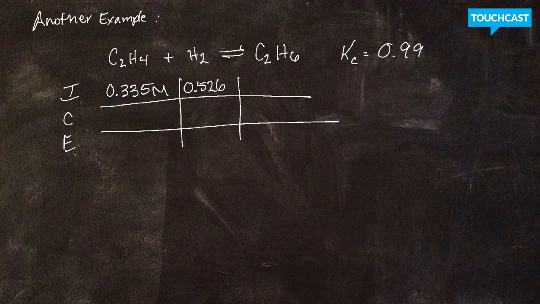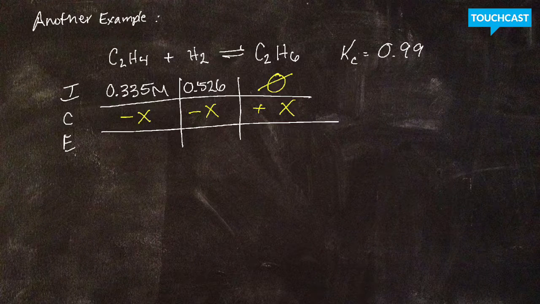Let's try another example. So in this particular example, they gave you the initial concentrations of your reactants, and then they gave you your equilibrium constant. What the question is asking you for are the equilibrium concentrations. Okay, so this is the one where we don't have any equilibrium value for any of those reactants or products, but we can kind of anticipate what the trend should be in change.